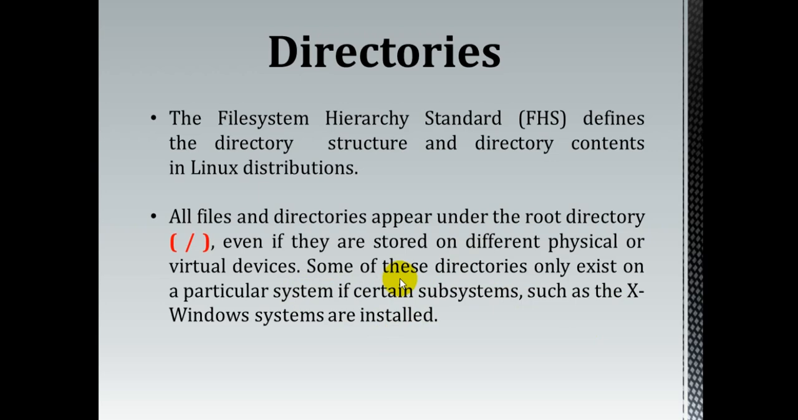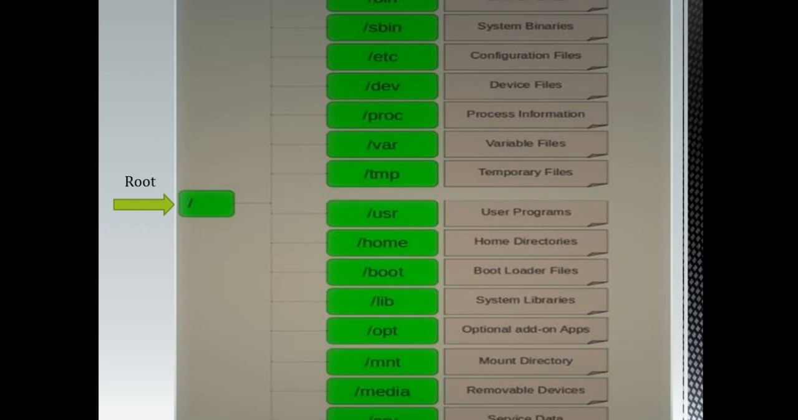The root user is just like an administrator in Windows, so they have the same role in Linux and Windows. Admin exists in Windows and root exists in Linux. This is the directory structure. This is the root directory, which can be shown as slash, with bin, sbin, etc, dev, proc, var. These all directories come under the root directory.